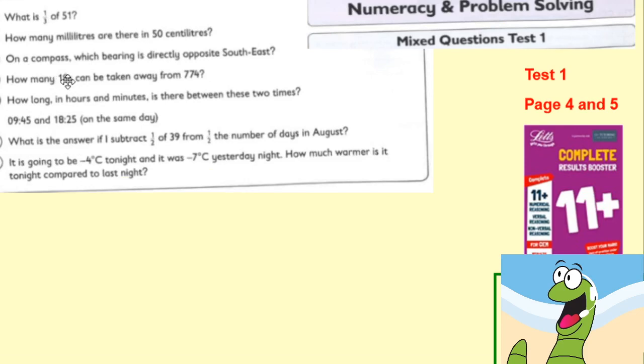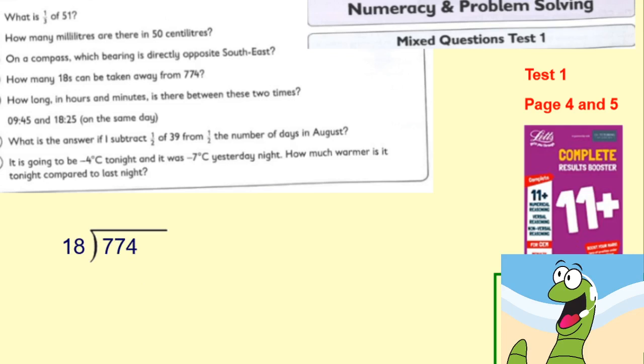And the next one is, how many 18s can be taken away from 774? So how many times do we have to multiply 18 to equal 774? I'm going to bring up my division sign and work out how many times 18 goes into 774. 18 doesn't go into 7, nothing I can do about that, so 18 into 77.